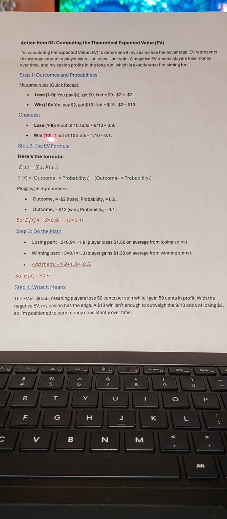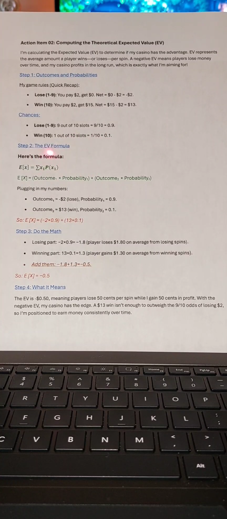Chances. Lose if you land on 1 to 9: 9 out of 10 slots is 9 over 10, equals 0.9. Win if you land on 10: 1 out of 10 slots is 1 over 10, equals 0.1.